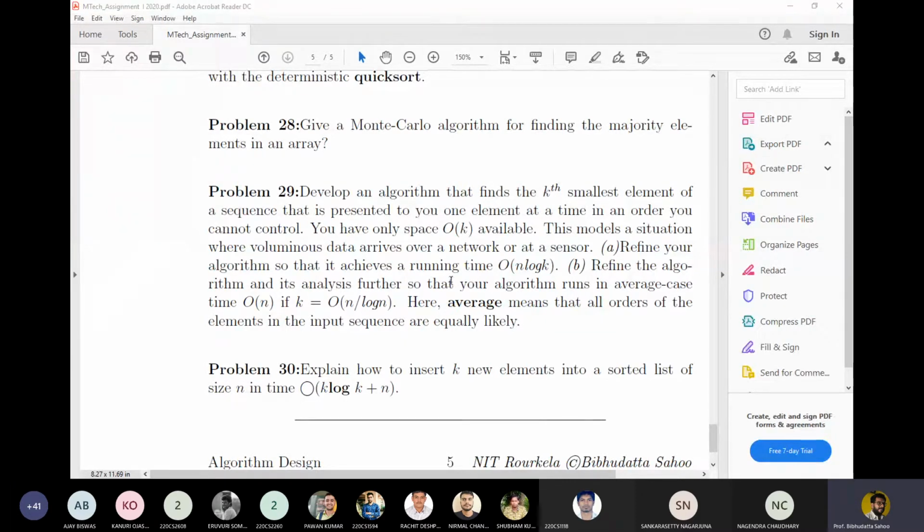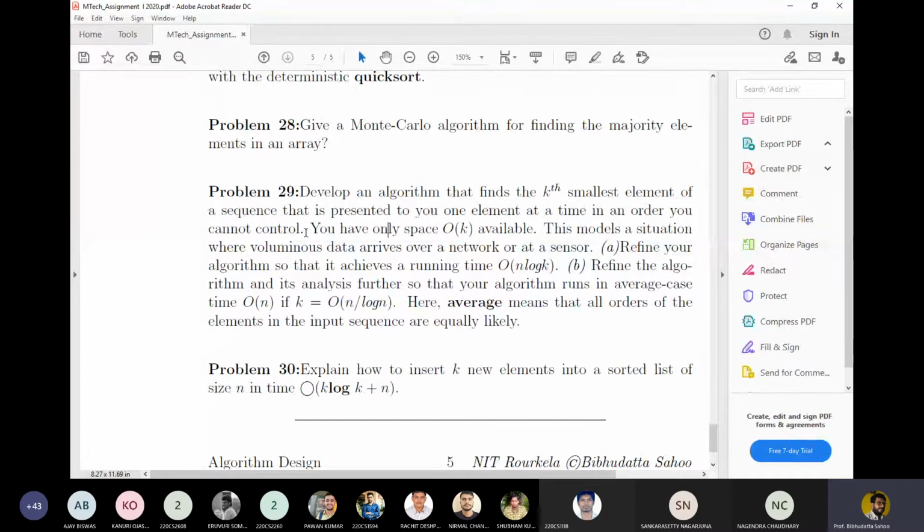Develop an algorithm to find the kth smallest element in a sequence that is presented one element at a time, in an order you cannot control. That means the input is random. Many input sequences are possible, may be sorted, may not be sorted, maybe reverse sorted. So you have a number of cases to assume. There is no generalized answer.